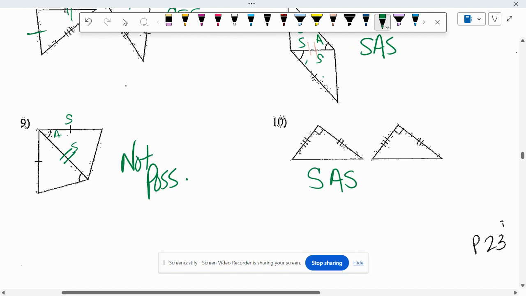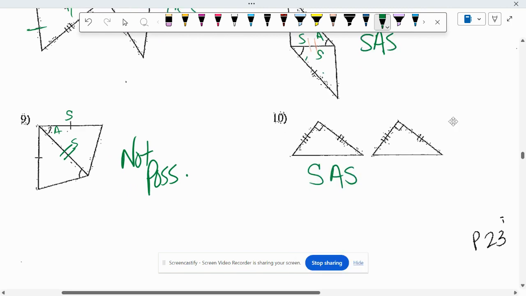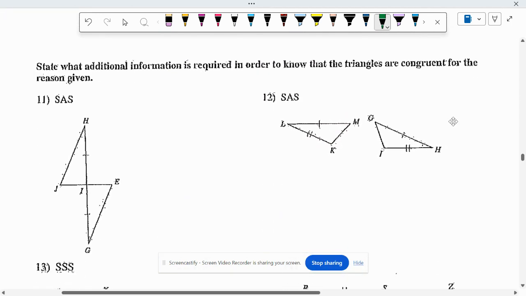Okay, you're seeing it? Number 4, not possible. It spells ASS, and we don't spell that in math. Nope. Or any other class for that matter. Actually. Okay. Here we go.